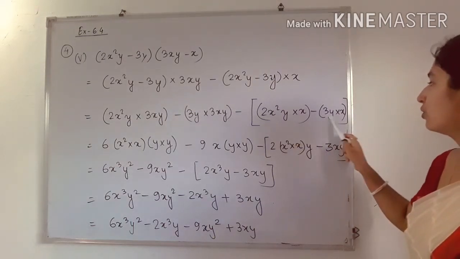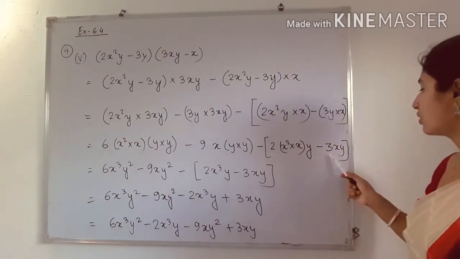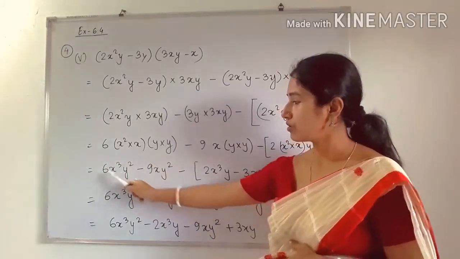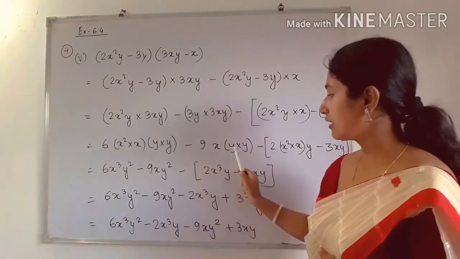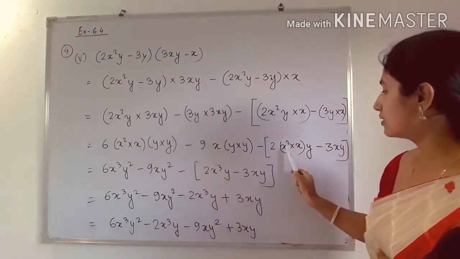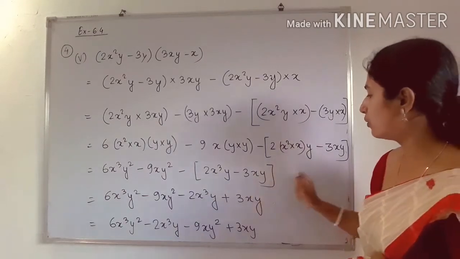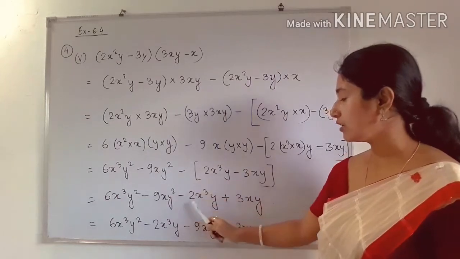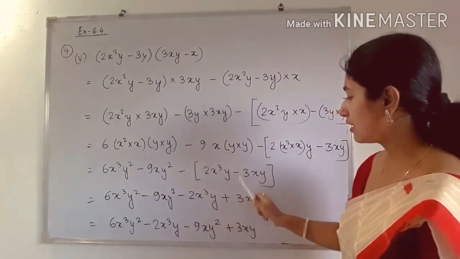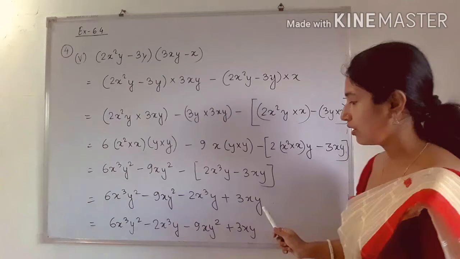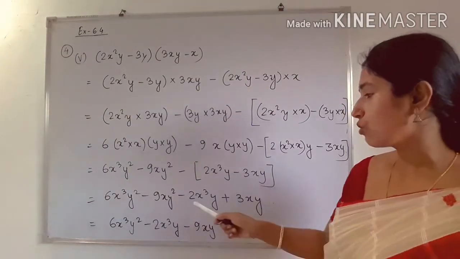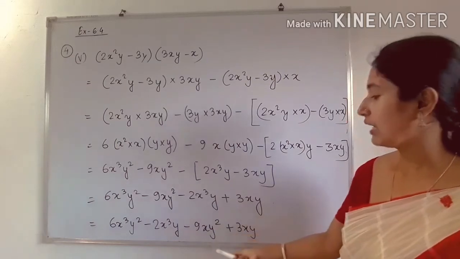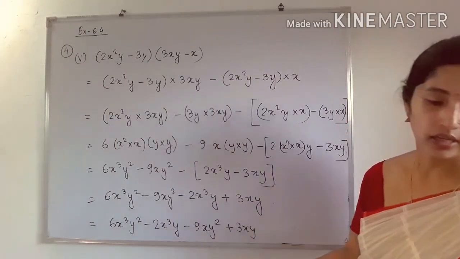Next see here, no variables are same, nothing is same, so directly we can write 3xy. Next here, this will be x cube, this will be y square, so 6x cube y square. Then next 9x, this will be y square, minus, this is 2x cube, this will be x cube y, minus then this will be 3xy. When we open the bracket, we get minus 2x cube y, and this minus will be plus, plus 3xy. Finally you can see that there are no like terms, so you can just write this directly, this will be your final answer.